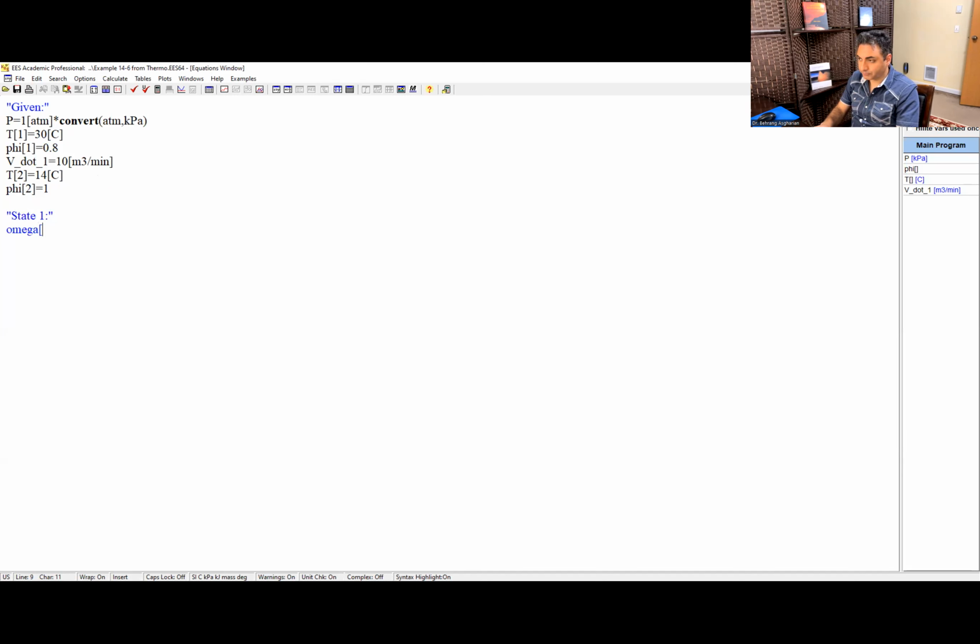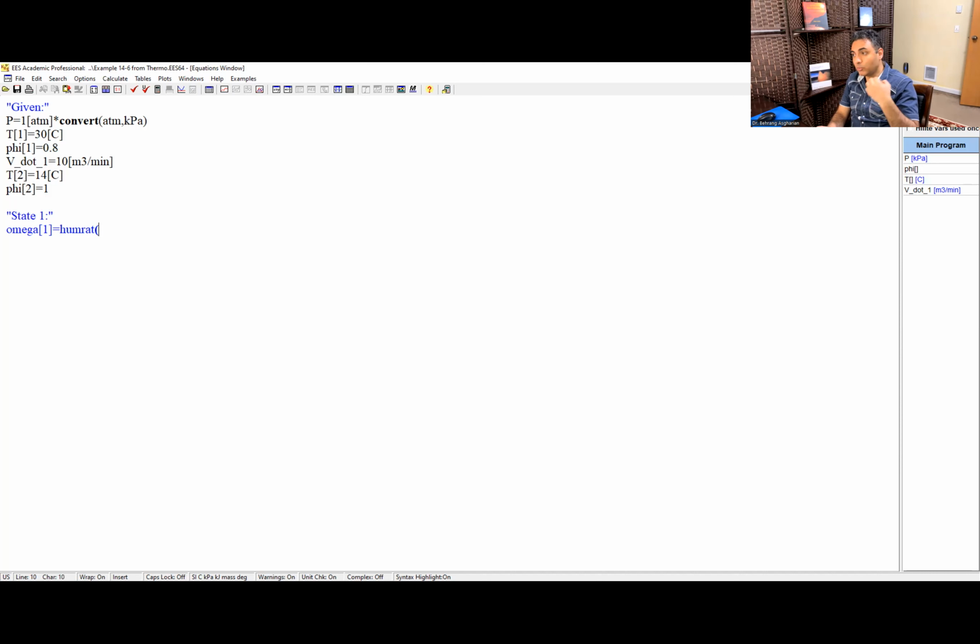Omega 1, okay. What did we find? If you go back to your notes, I hope you took notes, omega 1 was 0.0215. That's what we got from the psychrometric chart. Let's see what we get here. The function in EES that gives you the humidity ratio is called HumRat, or humidity ratio.